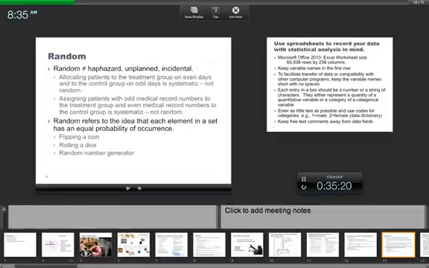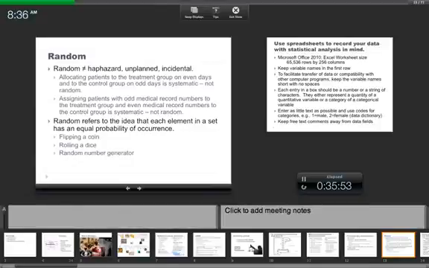So in statistics, the most important thing is randomness. When you design your experiment and then evaluate the data, you have to evaluate whether the results are obtained randomly. But random does not mean haphazard, unplanned or incidental.